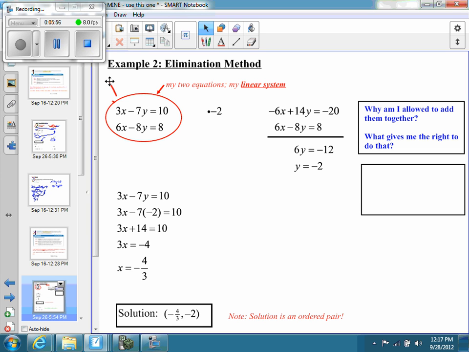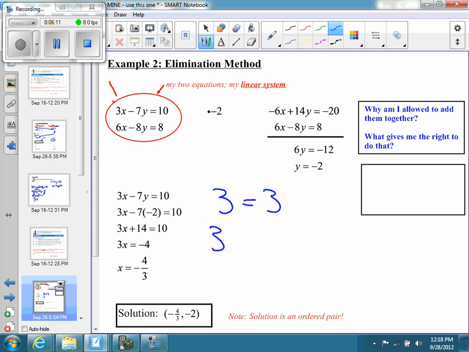Okay, so I'm going to ask a question. Does everybody agree that 3 equals 3? No, nobody's going to disagree with that. Does 3 equal 2 plus 1? Right, okay. Does 6x minus 8y equal 8? According to the equation, they told me that it does, so I have to trust them on that, right?